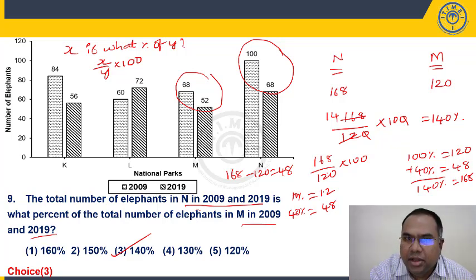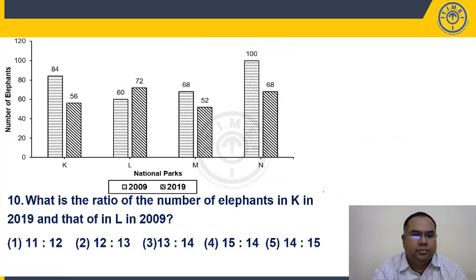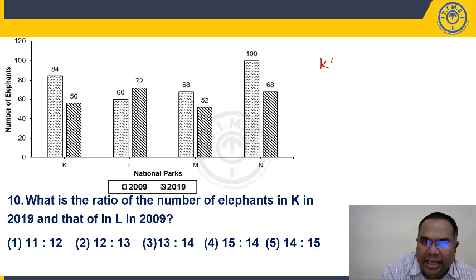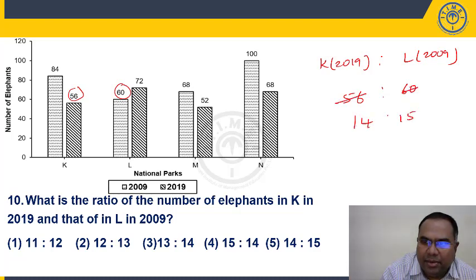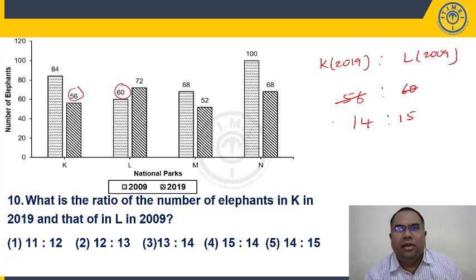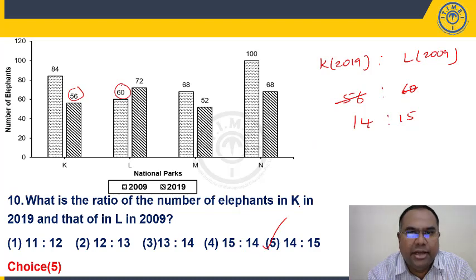Right, students? Then the last question on your screen, question number 10. This is a simple question. The ratio of the number of elephants in K in 2019 to L in 2009. K in 2019 is 56. L in 2009 is 60. 4 14s are 56, 4 15s are 60. Your multiplication tables will be always helpful, will be handy if you learn them. 14 is to 15. 14 is to 15 is present in choice 5.